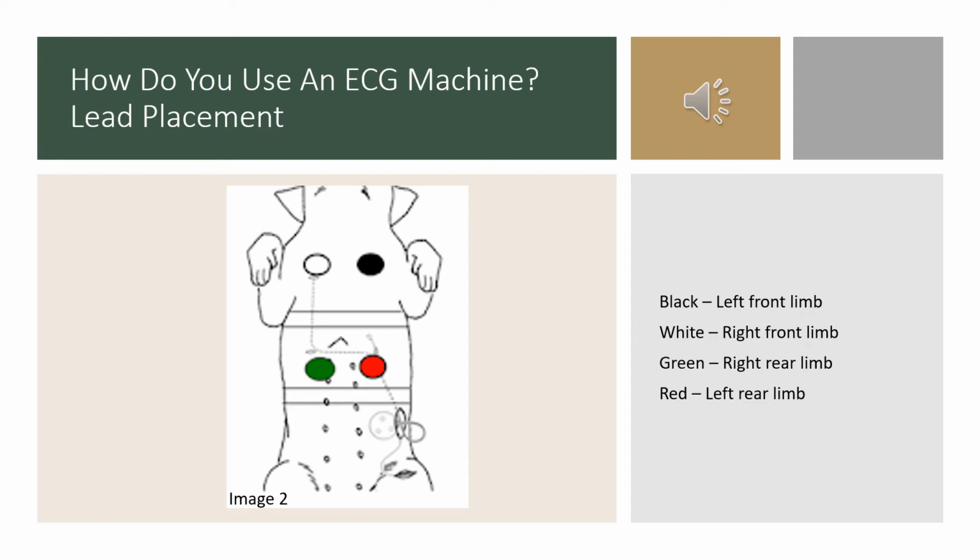Next, we need to talk about lead placement. Leads should be placed in the stifle region. Your leads will be black, white, green, and red. The proper placement is as follows. Black should be placed on the front left limb. White should be placed on the front right limb. Green should be placed on the rear right limb, and red should be placed on the rear left limb.